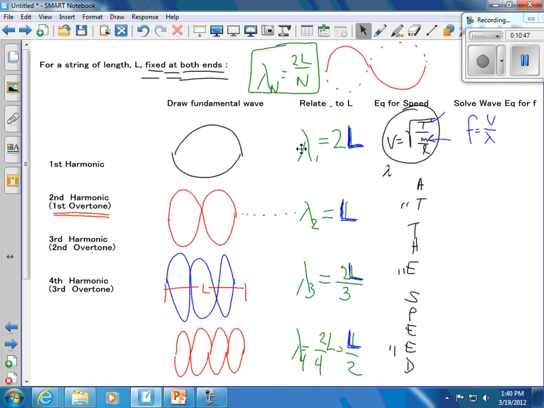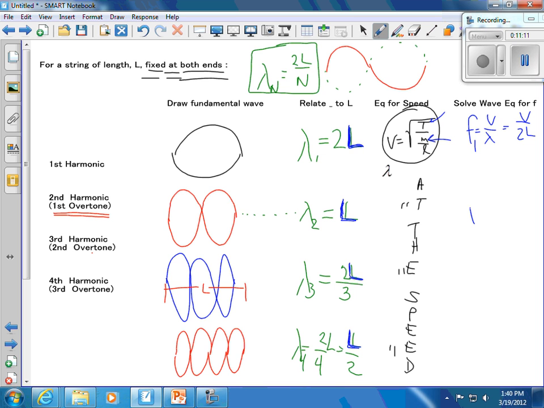Okay, so if I plug in, instead of lambda, V over 2L, that's how you find the frequency of the first harmonic in any stringed instrument. Every single stringed instrument's fundamental frequency will be the speed of the wave, which does depend on tension and linear mass density, so you'll have to calculate that, divided by twice the length of the string.